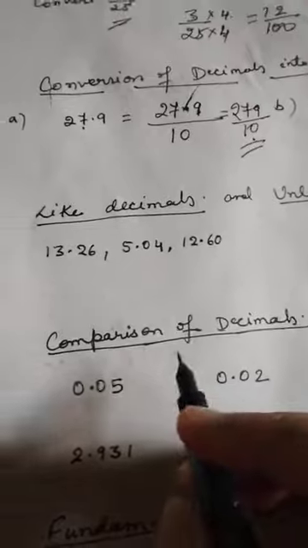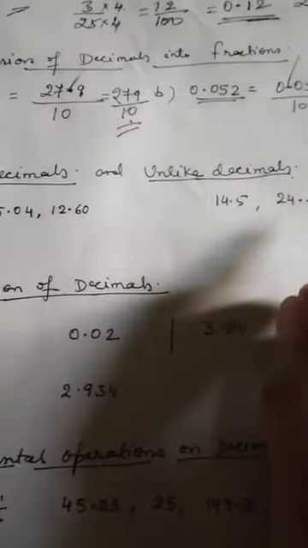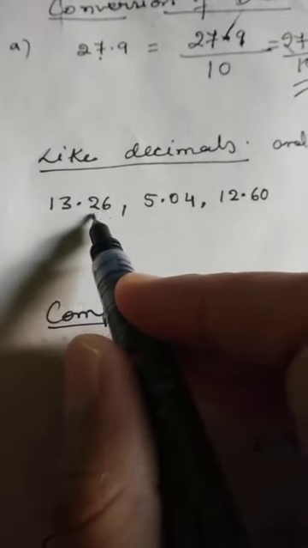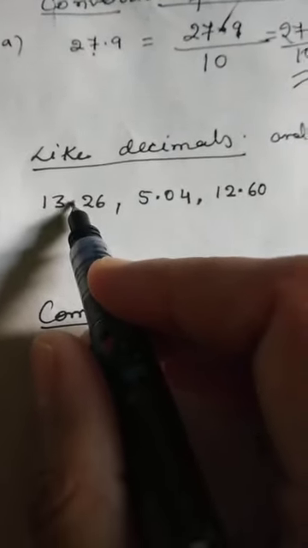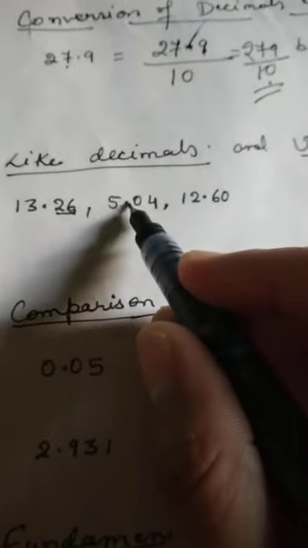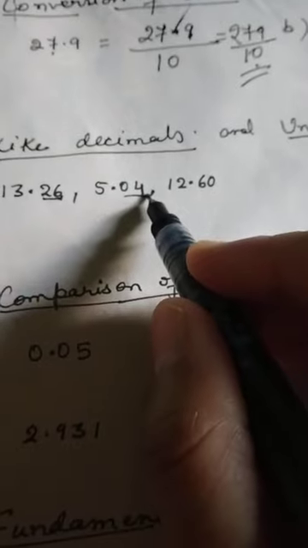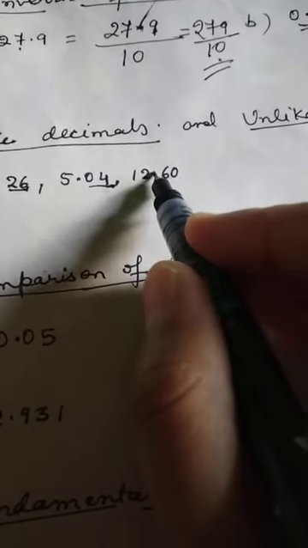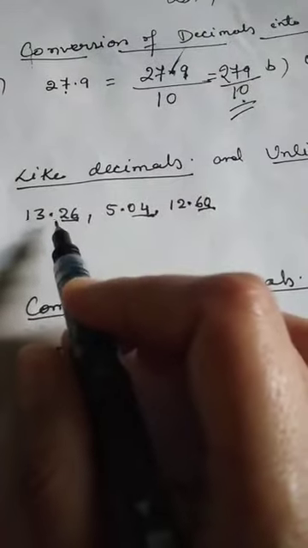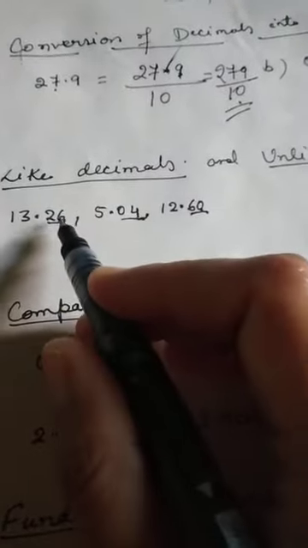Now, there is another topic, like decimals and unlike decimals. It is very easy. Let us understand it properly. What are called like decimals? The decimal numbers which have the same number of digits in the decimal part. After the decimal, how many digits are there? 1, 2. Here after the decimal, how many digits? 1, 2. Here after the decimal, how many digits? 1, 2. So, after the decimal, the number of digits is the same.